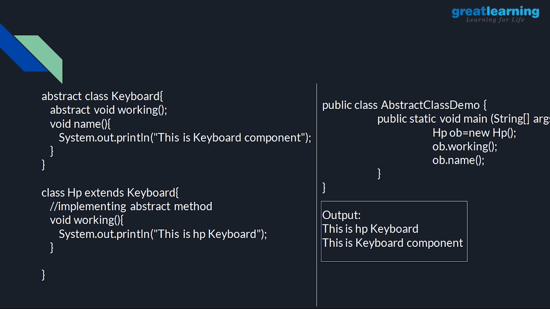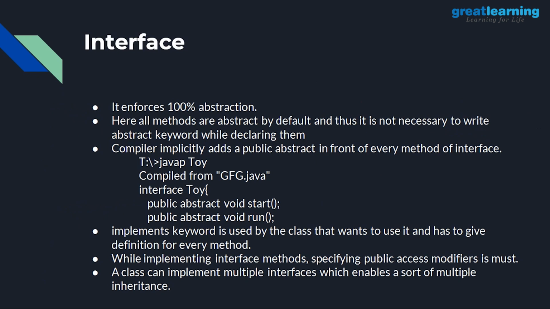An abstract class is nothing but a class containing abstract methods and non-abstract methods. It's not 100% abstraction, but to some extent we are able to do abstraction. Now you might be thinking, this is not full abstraction, so how can we do 100% abstraction? For that we have an interface.